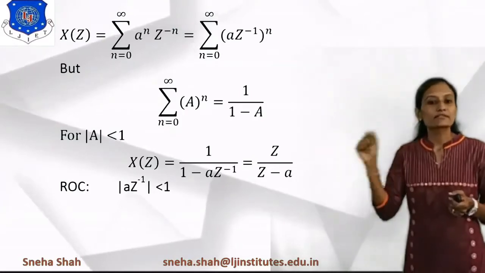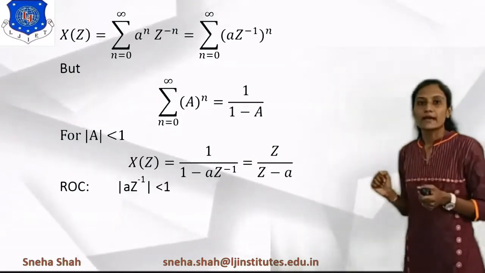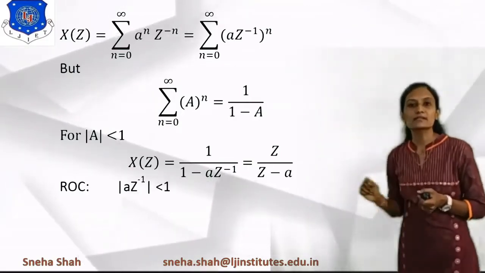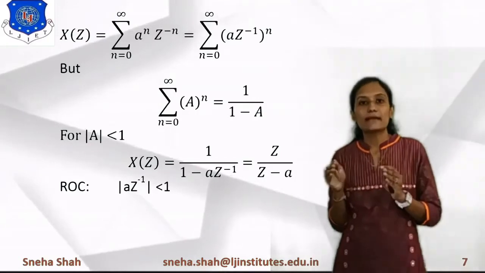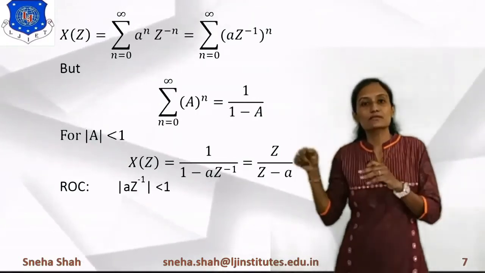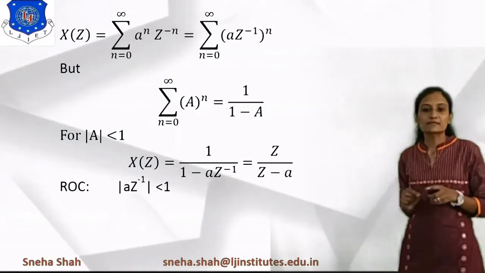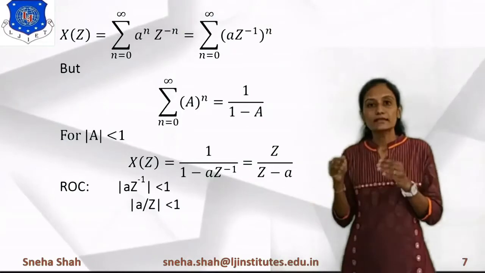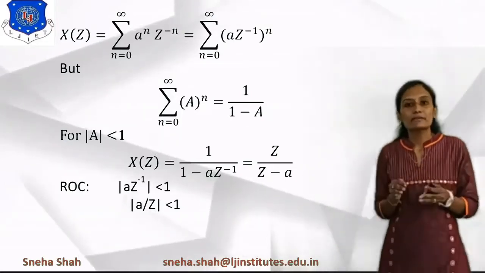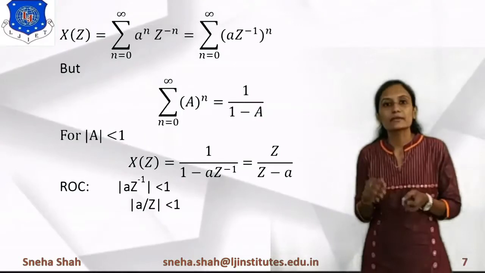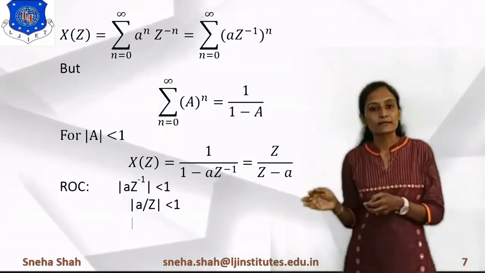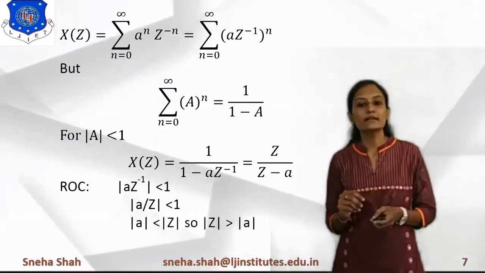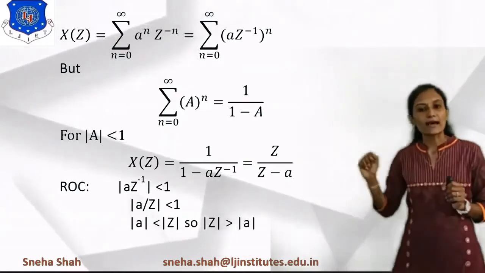ROC will be found by using this formula: mod A less than 1. And if I am taking this formula, then the value of capital A equals a z inverse, so I am putting this value in this term. So the term will be like this: mod a z inverse should be less than 1. Now if I am simplifying this, mod a z inverse less than 1, then the term will be a upon z, it should be less than 1. Now if I am simplifying this further, then the term will be mod a should be less than mod z. And if I am rearranging it, then the term will be mod z should be greater than mod a. So this is your final ROC.